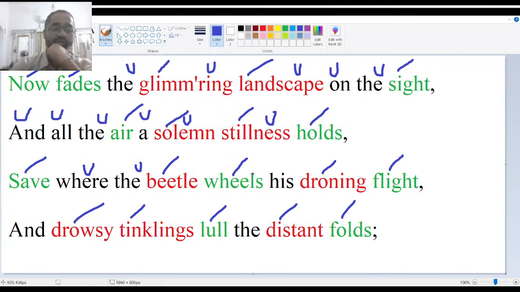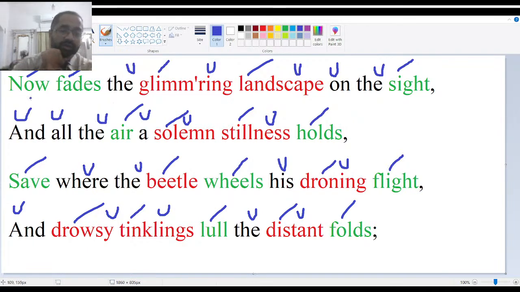Always put the stress or the unstressed mark on vowels, never on consonants. Remember, we need to look for iambs. We need to divide the lines into feet or meters in such a way that we get only iambs. Of course, there will be variations. So where do you cut?